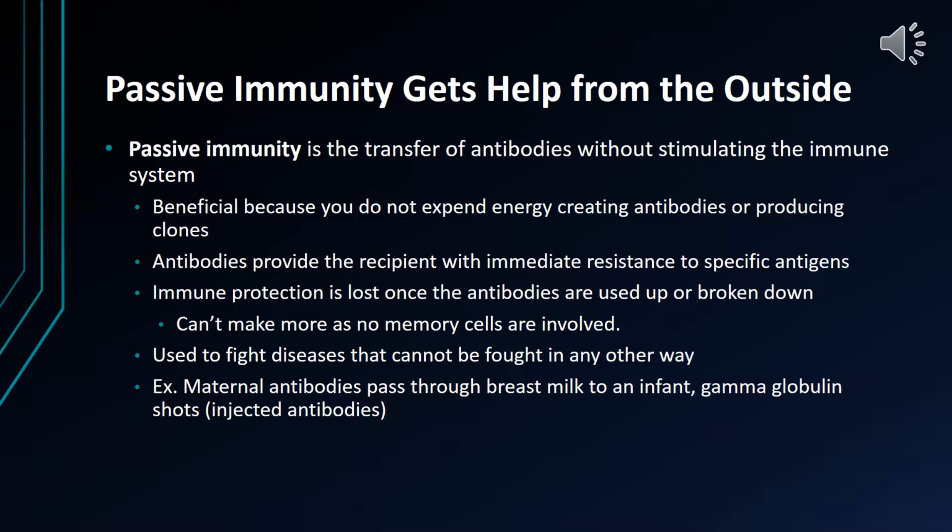However, immune protection is lost once the antibodies are used up or broken down because we can only receive a finite amount of antibodies. And we can't make more because no memory cells were ever cloned. These are used to fight diseases that cannot be fought in any other way. And some examples are maternal antibodies, which are passed through the breast milk of the mother to the infant, or gamma globulin shots, which are just a type of shot where antibodies are injected into an individual.